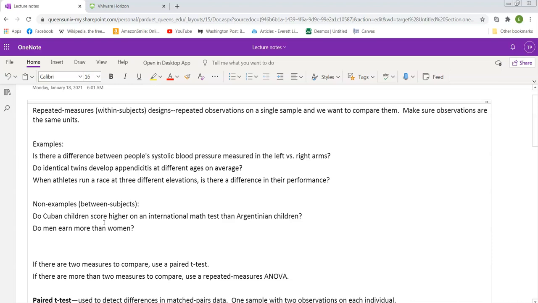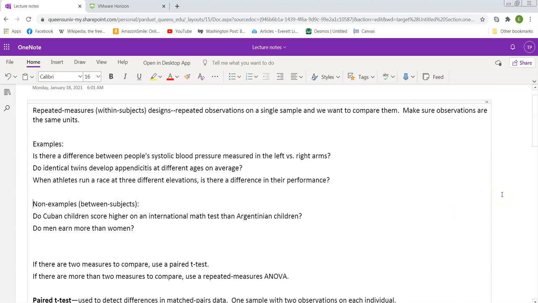Do men earn more than women? That's a between subjects design because we've got a group of men and a group of women and we want to compare their earnings. It would be possible to pair up the men and the women in some way. Maybe you're looking at siblings, or if there's some other kind of relationship between the men and the women, where in your data set, the first man and the first woman are paired in some way. That could be a paired design, but just men and women would be between subjects.